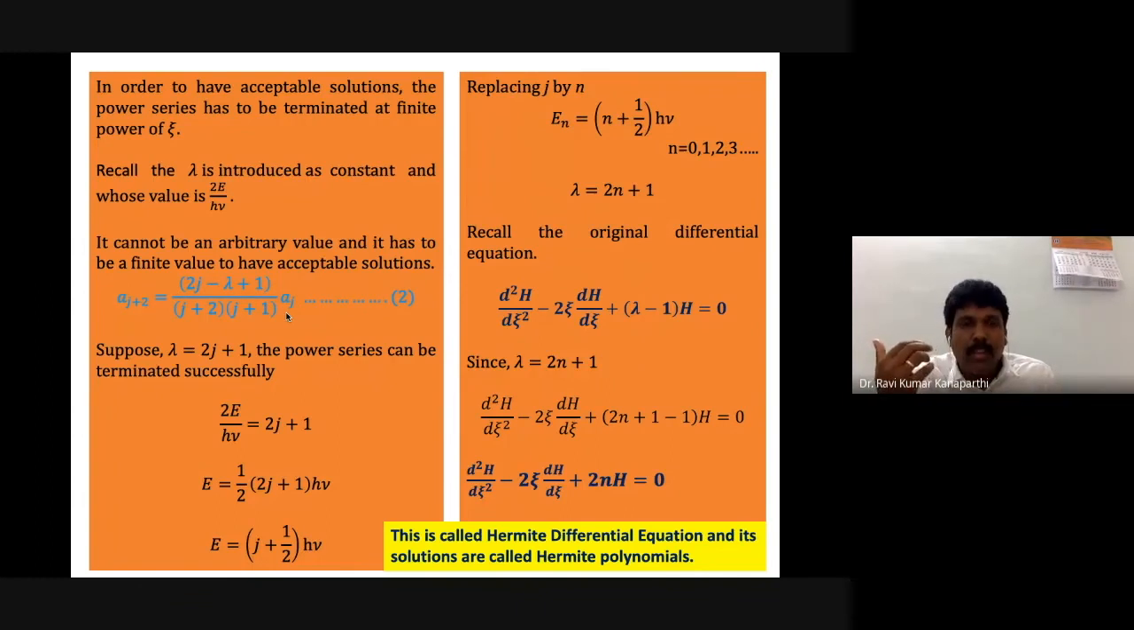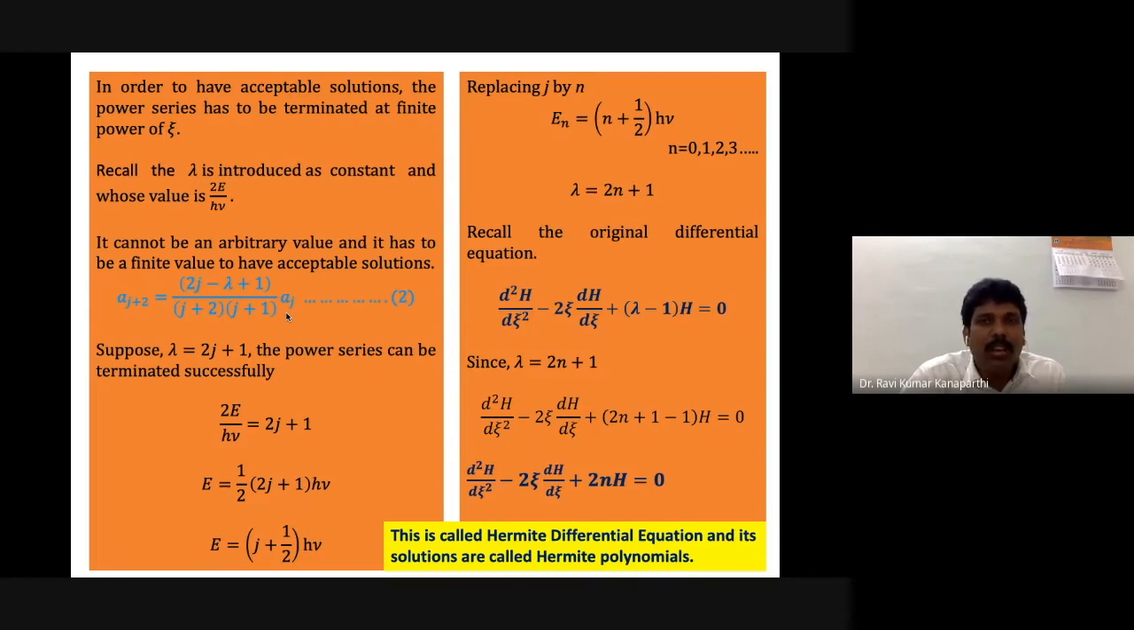That is, lambda is equal to 2n plus 1, but lambda's original value is 2E by h nu, which is equal to 2j plus 1, and then E is equal to half times 2j plus 1 h nu. From this we can obtain a relation: E is equal to j plus half times h nu. Just a notation: j can be replaced with n, because we have started using n as a quantum number.